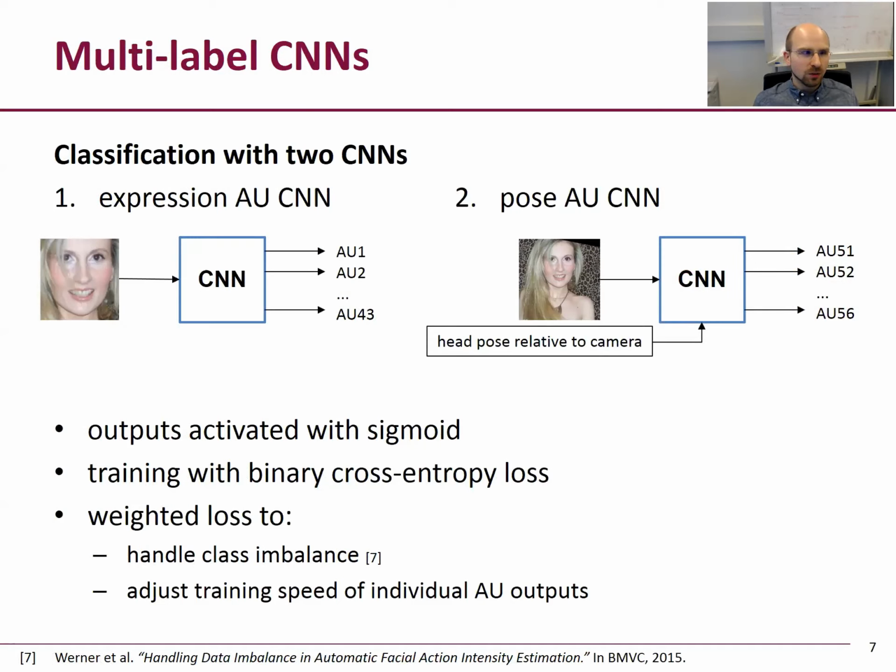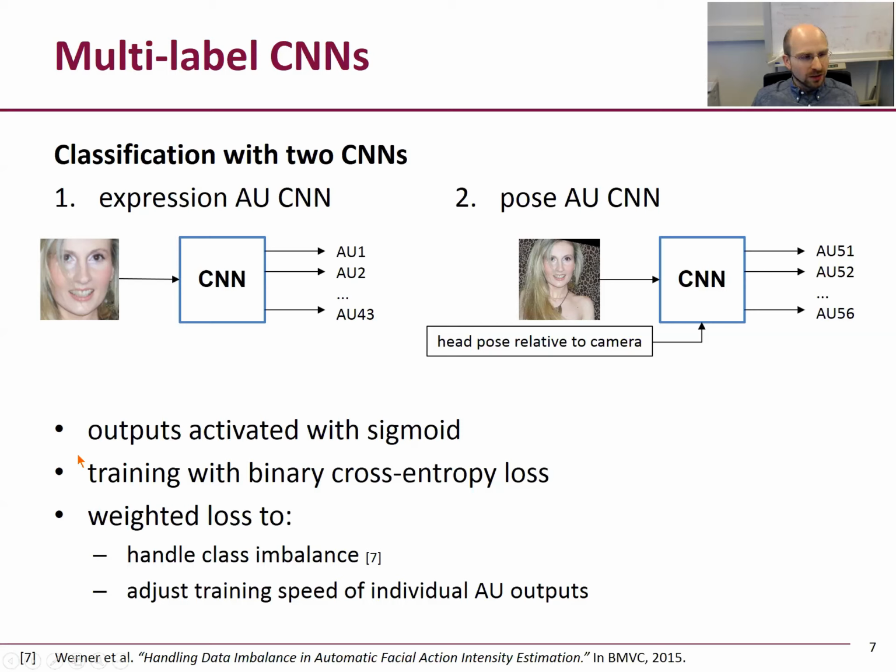For the classification, we use two multi-label CNNs, one for the expression action units on the left here, and one for the pose action units on the right. As you see, for the pose CNN, we also use the head pose relative to camera, which is fed into the CNN as three angles, yaw, pitch, and roll, as provided by OpenFace.